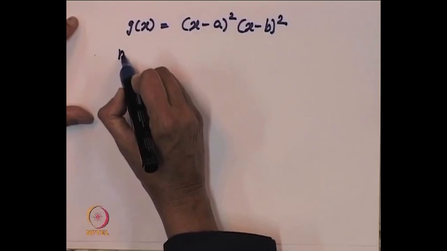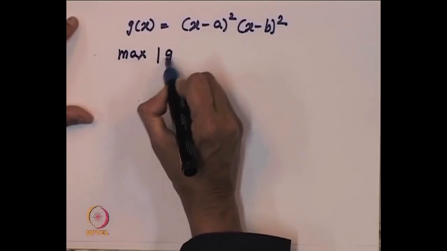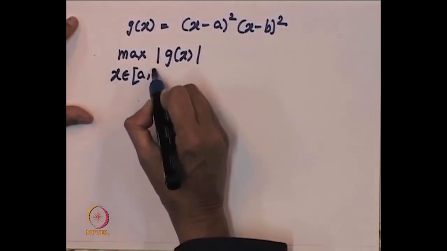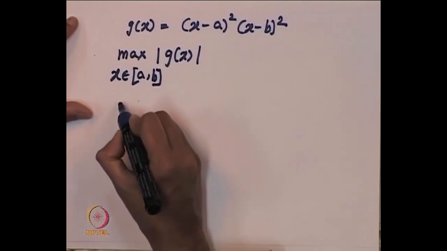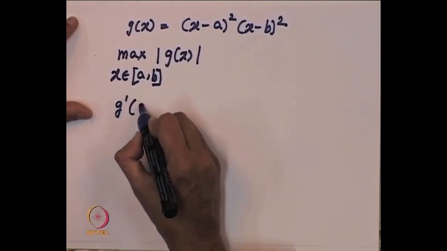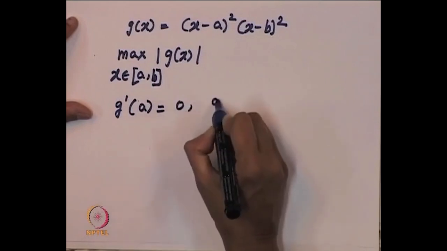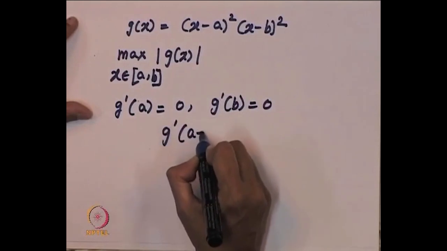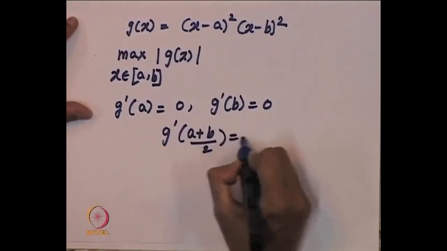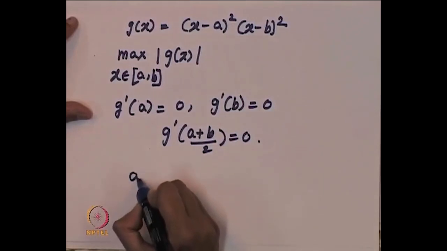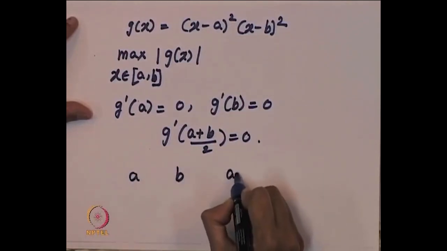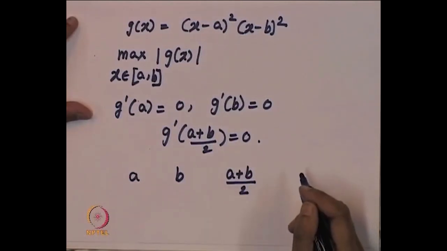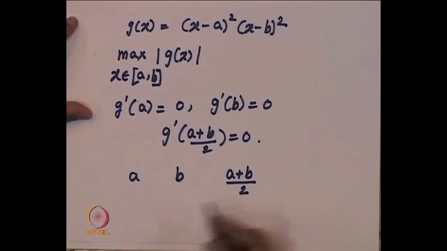We are trying to calculate the maximum of the modulus of g(x), x belonging to the interval [a, b]. g'(a) is equal to 0, g'(b) is equal to 0, and g'((a+b)/2) is 0. So, we look at the value of g at these 3 points a, b and (a+b)/2, and whichever is the maximum, that is the absolute maximum.